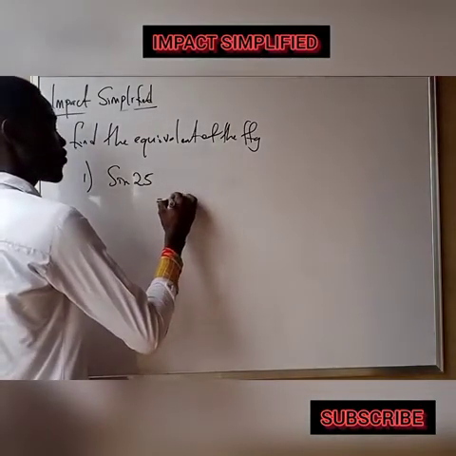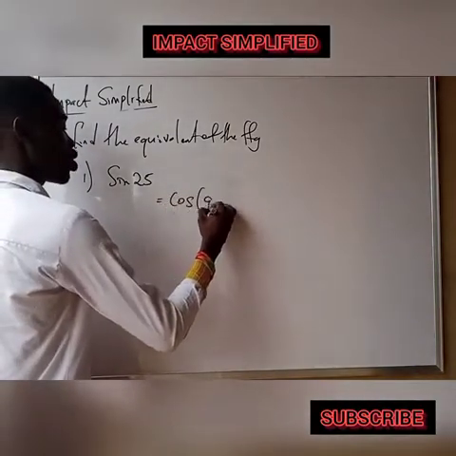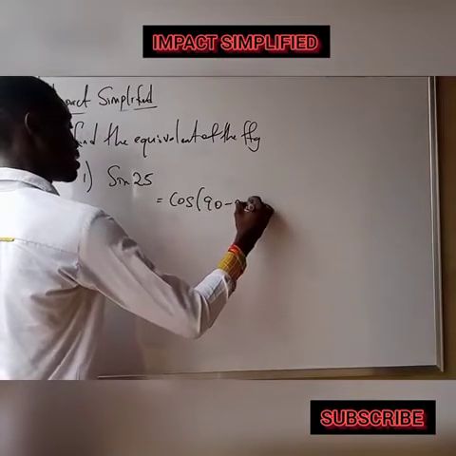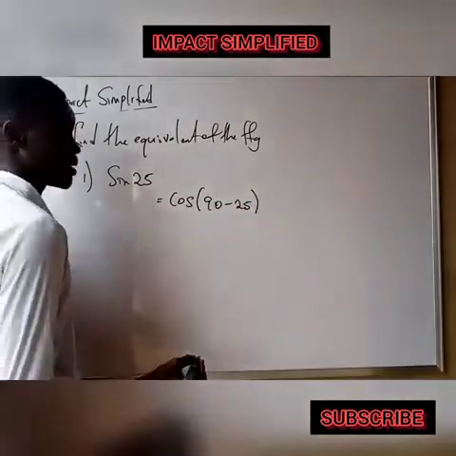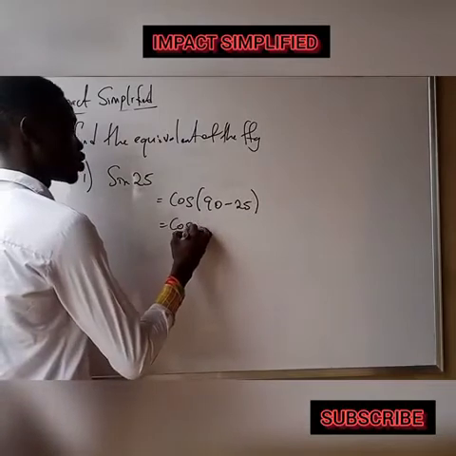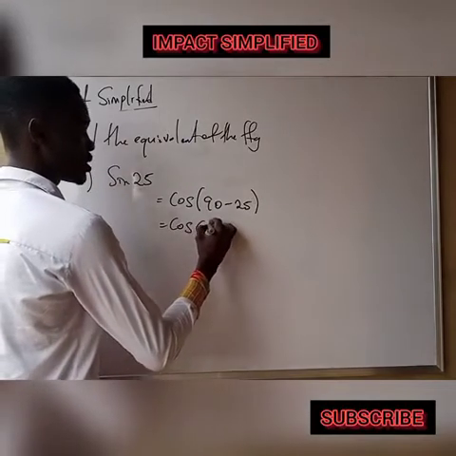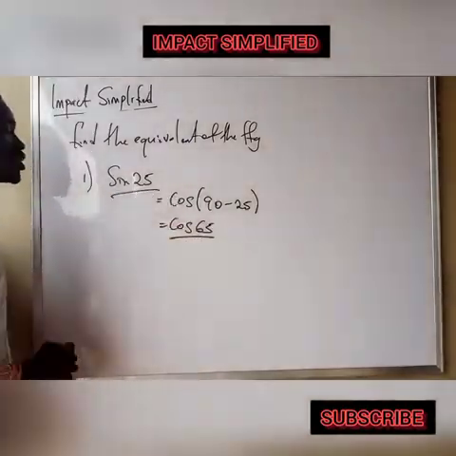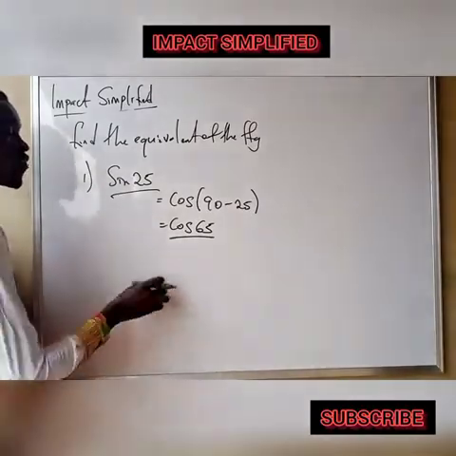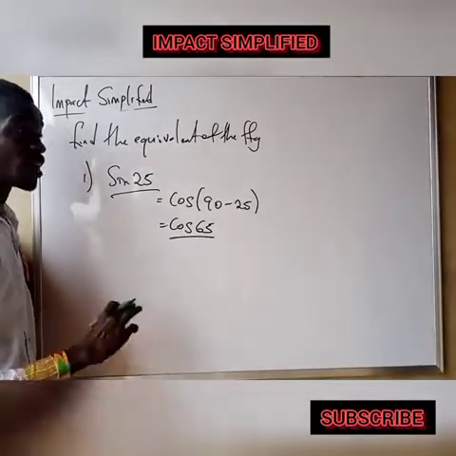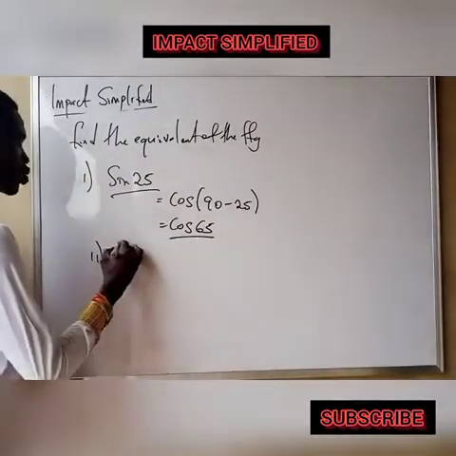That means sine 25 is going to give us cos 90 minus theta. That is 90 minus 25. And that will give us cos 65. So if you press your calculator, the value of sine 25 and the value of cos 65 are the same.